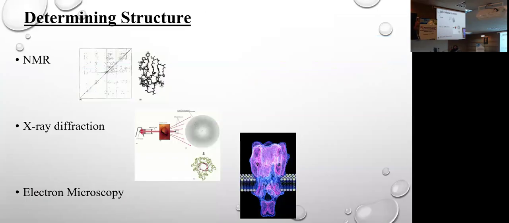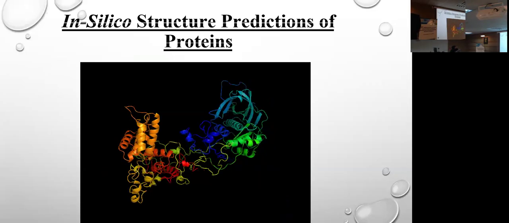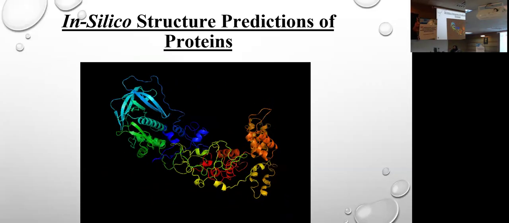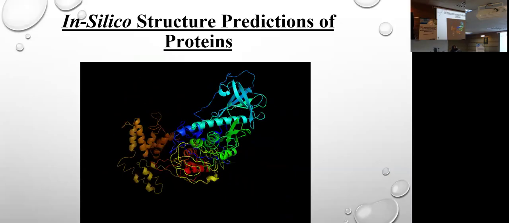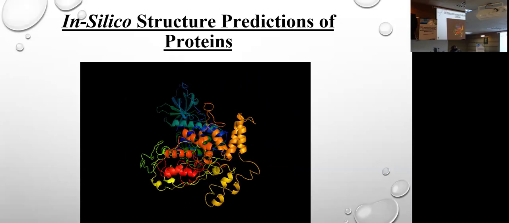As I told you before, for determining the structure you have experimental techniques like NMR, X-ray diffraction, and electron microscopy. But here we will talk about in silico structure prediction for proteins.